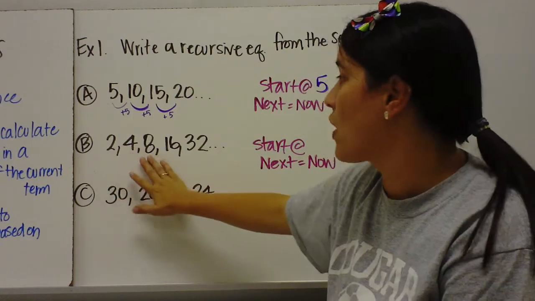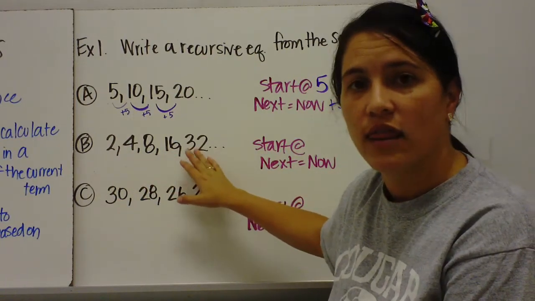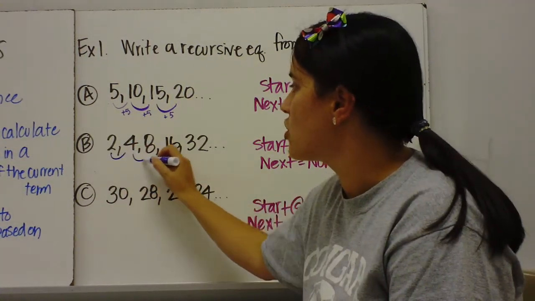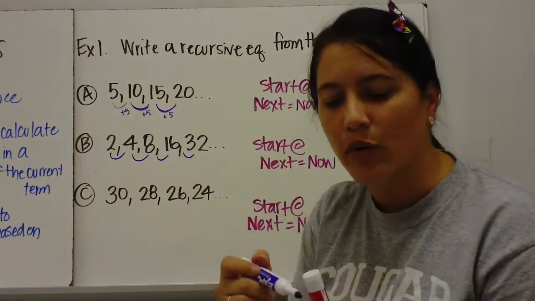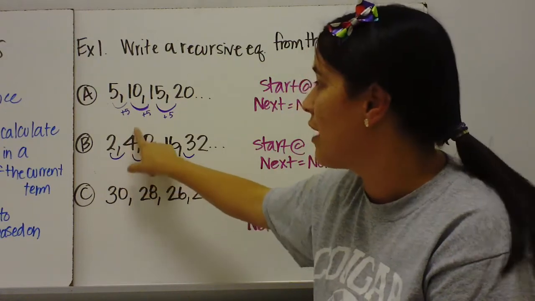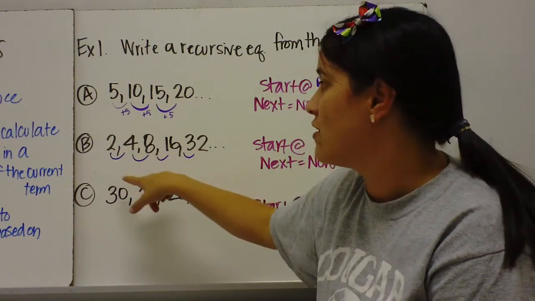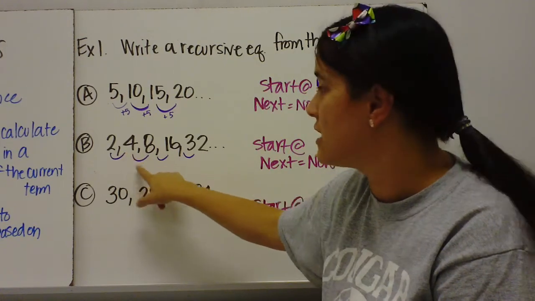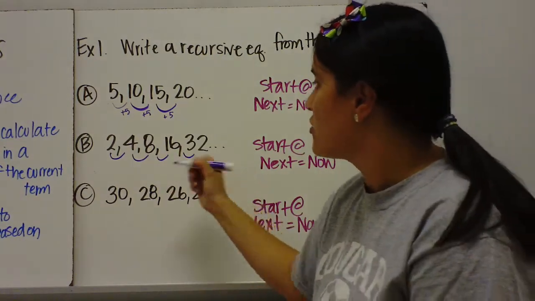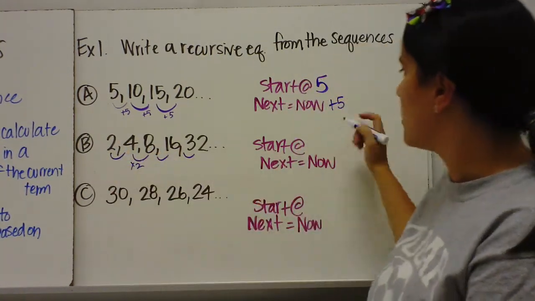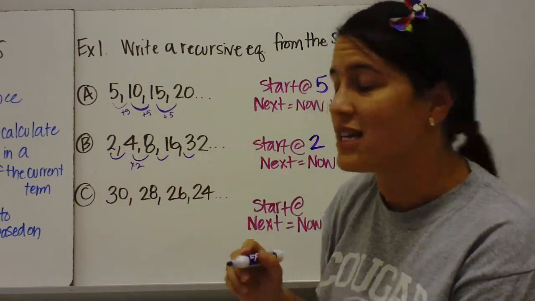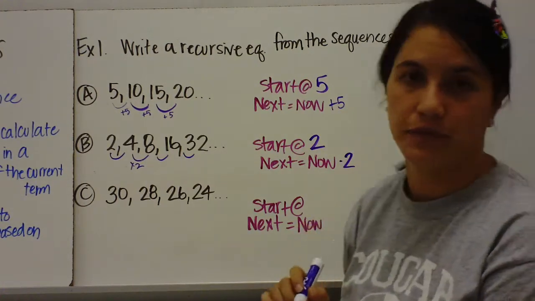B, 2, 4, 8, 16, 32. This one is a little bit different. So can you figure out what is happening from each term to the next one? Because remember, a recursive equation takes the current term and goes to the next one. So right here you could say plus 2, but this is not plus 2. So you could say times 2, and is this times 2? 4 times 2 is 8, 8 times 2 is 16, 16 times 2 is 32. So it's times 2 every time. We start at 2, because I'm starting here at 2, and then our equation is next equals now times 2.